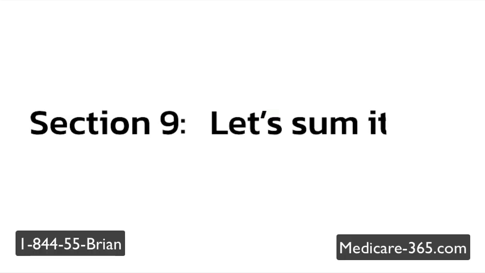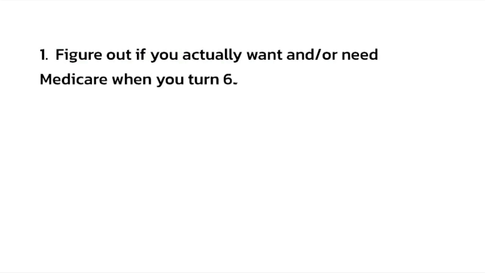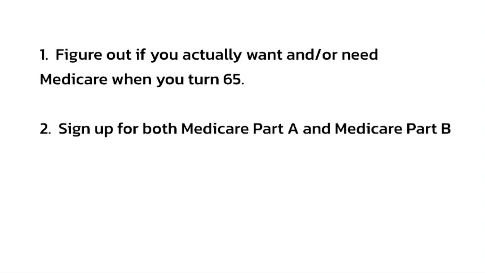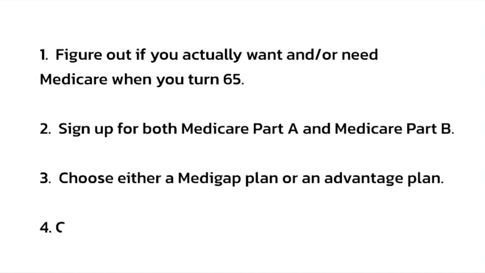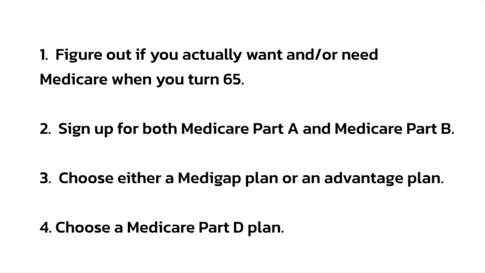Section 9. Let's sum it all up. So here's actually what you have to do. Figure out if you actually want or need Medicare when you turn 65. If you want it, you need to sign up for both Medicare Part A and Medicare Part B. You have to choose either a Medigap plan or a Medicare Advantage plan. And you have to choose a Part D plan if you're going to choose a Medigap plan.